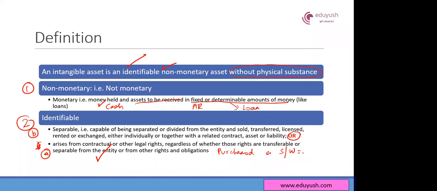It is an intangible asset without physical substance, non-monetary, and arising from a third party because of a legal right. That's identifiable. But there is also one more definition that can meet the standard, which is separable. That means capable of being separated or divided from the entity and sold, transferred, licensed, rented, or exchanged either individually or together with a related contract, asset, or liability. What does it mean? Now let us look at Bata Company.